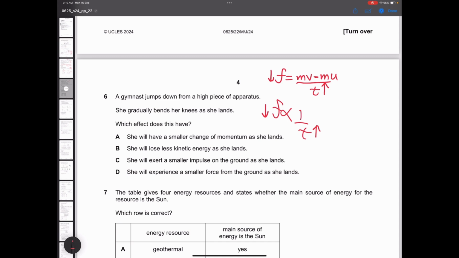Similarly, cricketers do the same thing. When they catch a ball, they bring their hands catching the ball towards their body. Why? To increase the time so that force reduces. So which option is mentioning that force will be reduced? She will experience a smaller force from the ground as she lands because she is increasing the time of contact. So the answer will be D.